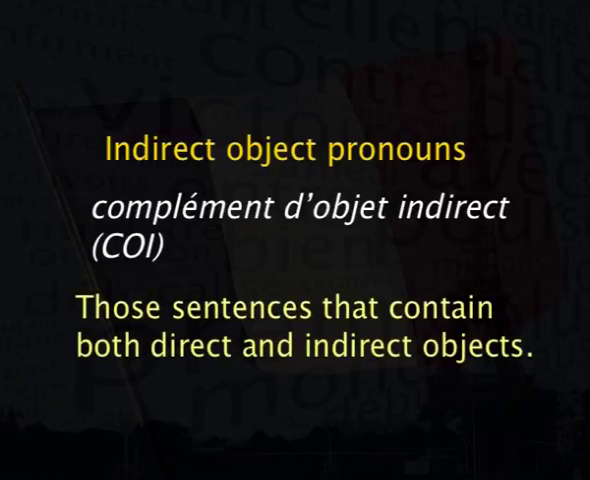In today's class, we will focus on those sentences that contain both direct and indirect objects. This lesson will be considered as the third and final part of the series on direct-indirect objects. Today's lesson has been divided into three sections.